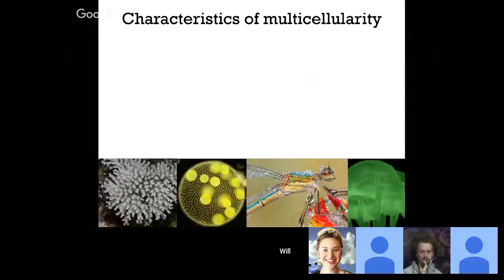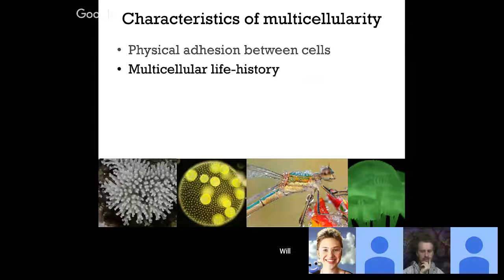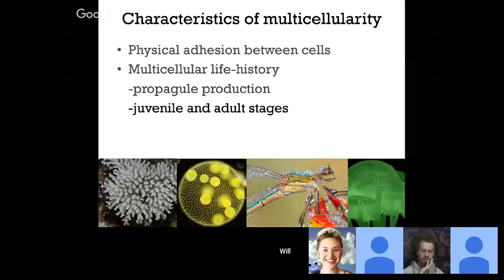People tend to use criteria which fit the model system that they're working with. This is not something which is unique to major transitions research. This is just something which tends to happen with scientists that study model systems. But I think everybody would agree that multicellular organisms share a set of traits. They all have multiple cells, and almost always those cells are physically attached. They have some sort of multicellular life history. And by that I mean they reproduce, and those offspring, because they're much smaller than the adult, are usually or always juvenile, so they have to grow before they become reproductive again.